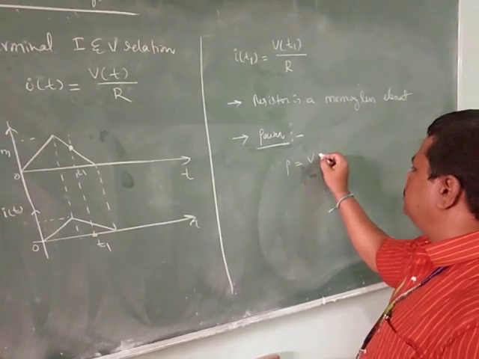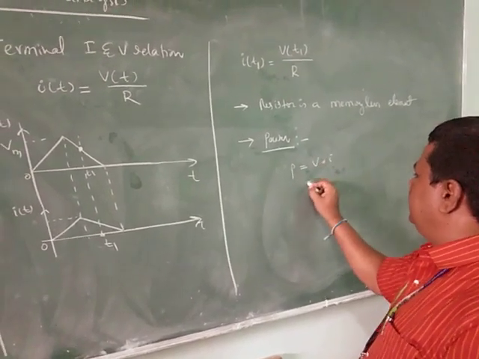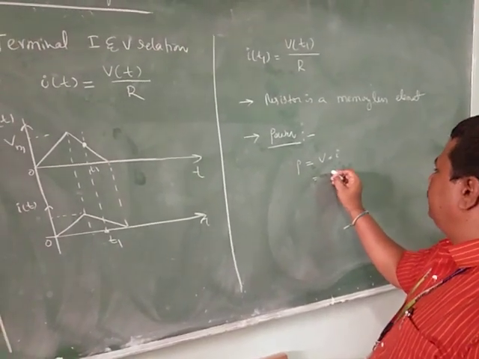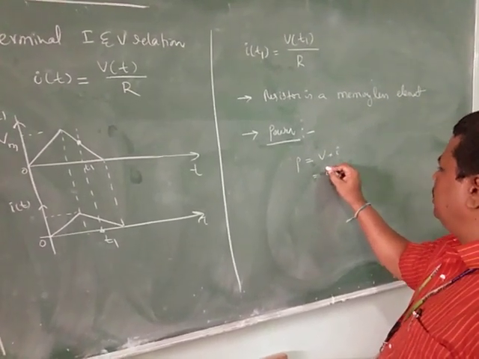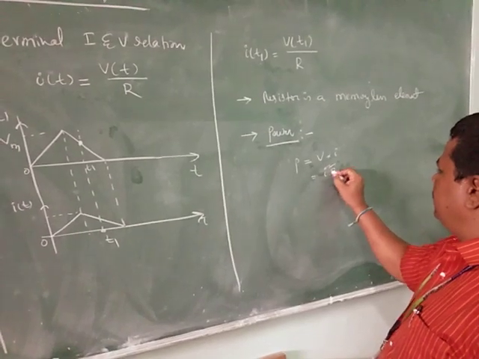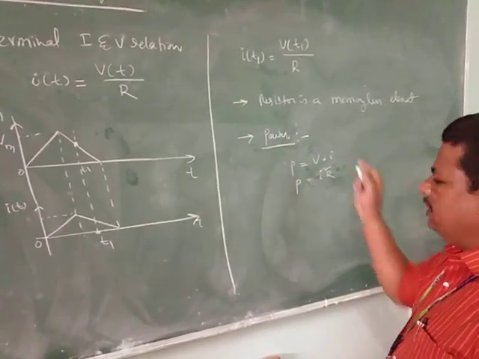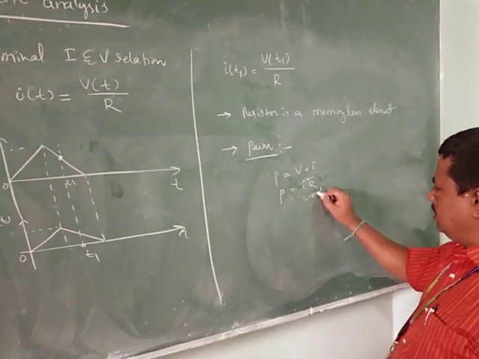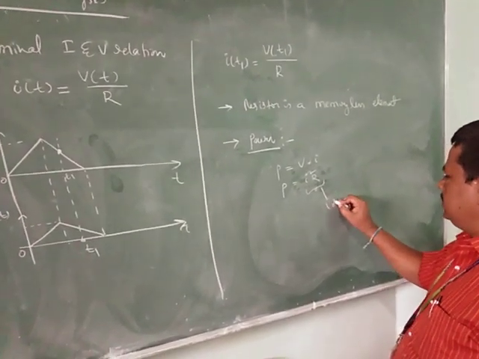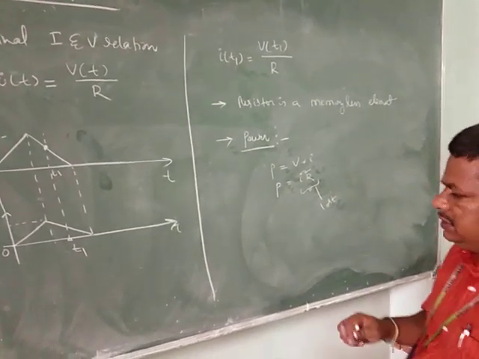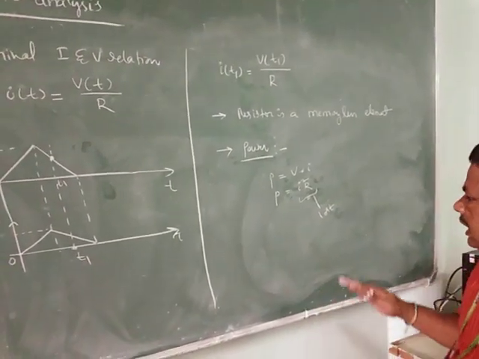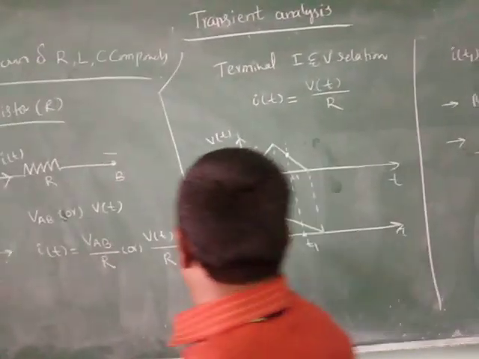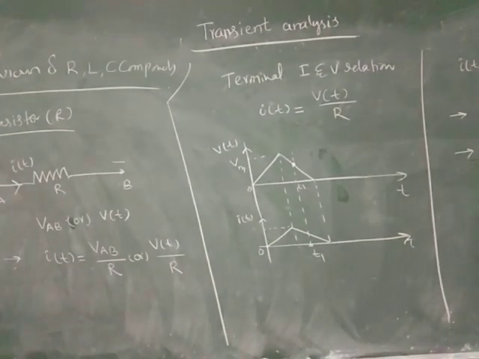Already we know power is equal to V into I. Then, with V equal to I into R, power is equal to I square into R. So in a resistor, this much amount of energy is lost, or power is lost. So a resistor always dissipates energy in the form of heat. Right? This is about a simple component, the resistor.